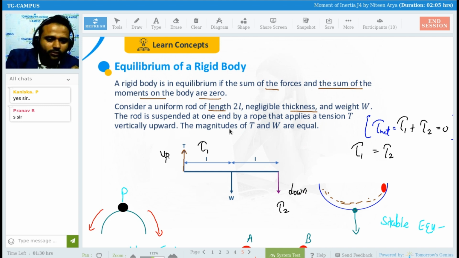Pranav and Mukeshwaram, beta, what are you doing? If it is clear, please write yes sir, clear, so I can move ahead.